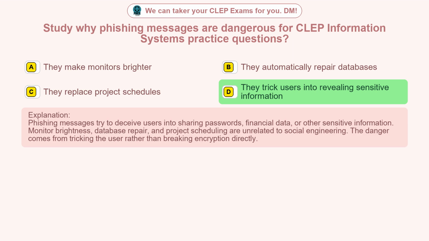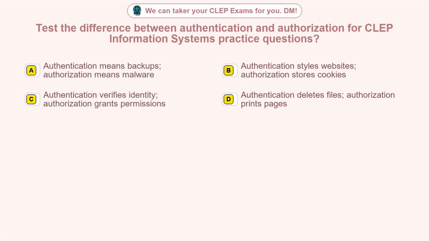Phishing messages try to deceive users into sharing passwords, financial data, or other sensitive information. Monitor brightness, database repair, and project scheduling are unrelated to social engineering. The danger comes from tricking the user rather than breaking encryption directly. Question 46. Test the difference between authentication and authorization for CLEP Information Systems practice questions.